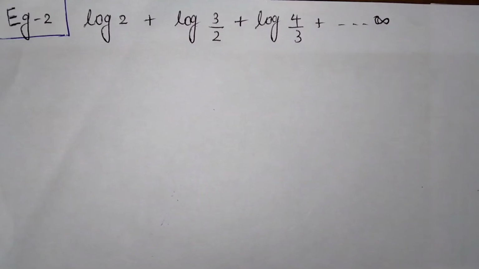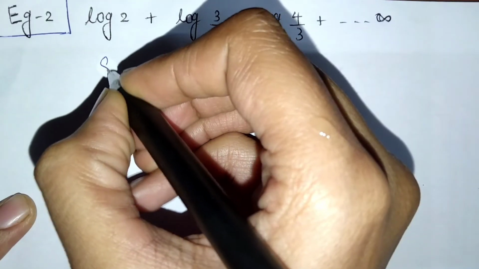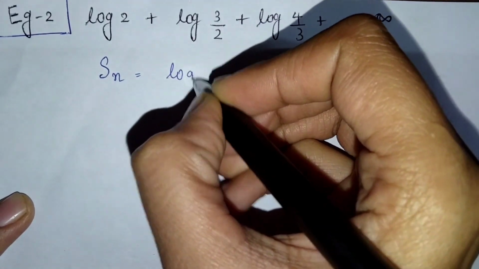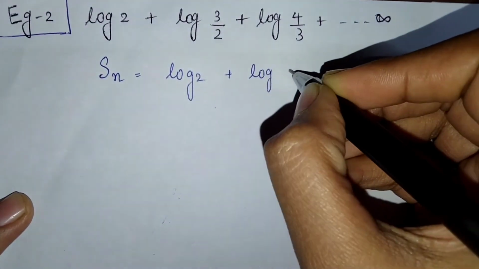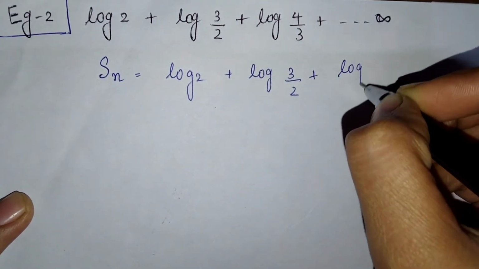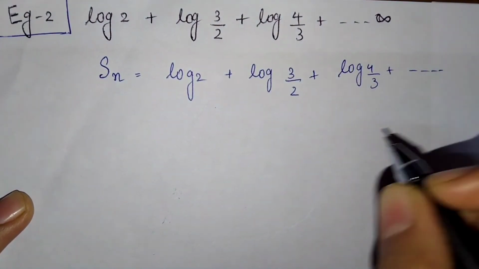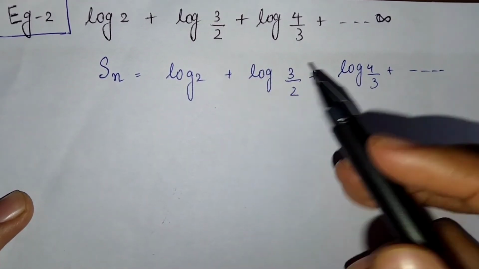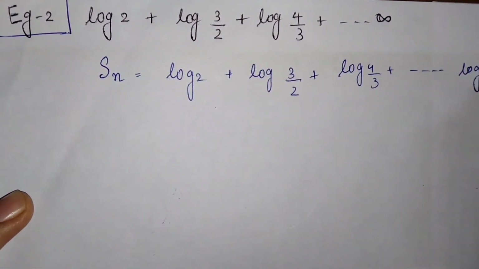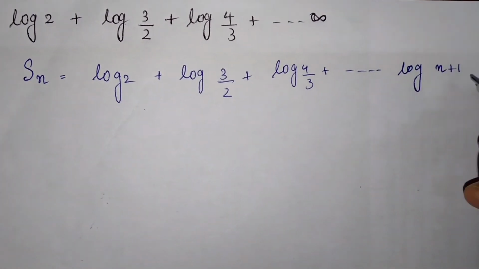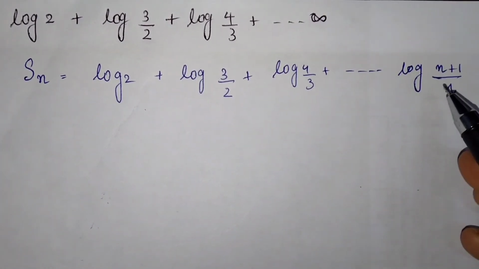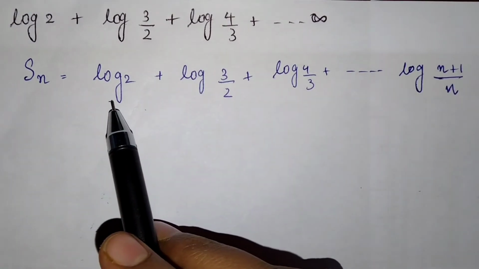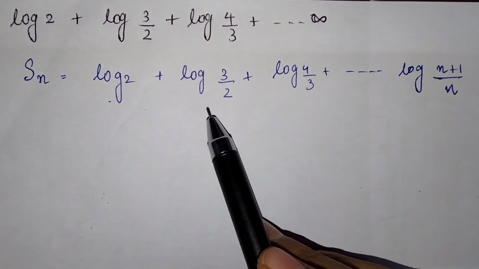Okay, so example 2. Log 2 plus log 3 by 2 plus log 4 by 3 plus up to infinity. So we can rewrite this as Sn equal to log 2 plus log 3 by 2 plus log 4 by 3 plus up to. From this we can say that the nth term of the series is of the form log (n + 1) upon n. Because when we put n equal to 1 we get log 2, and when we put n equal to 2 we get log 3 by 2.